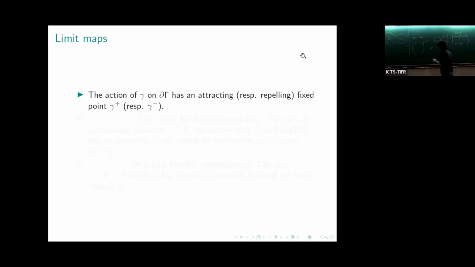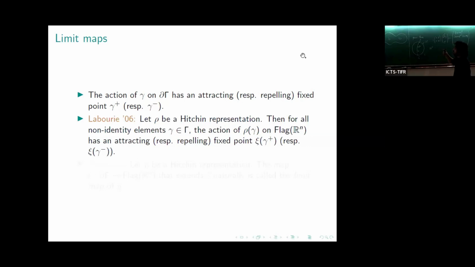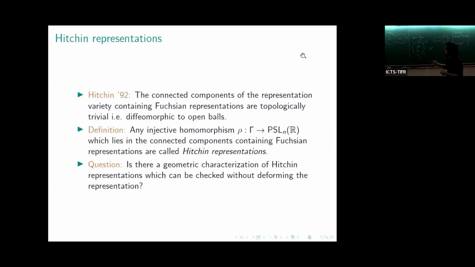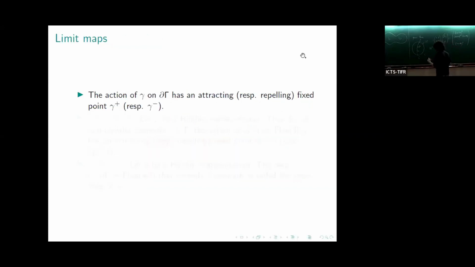So in our pictures, if you have some hyperbolic element gamma, it takes x to this gamma x. So this point is called gamma plus on the boundary, and this point is called gamma minus. Sorry, small gamma is an element of capital gamma, which was introduced in the previous slide, which is a surface group, a non-trivial element.